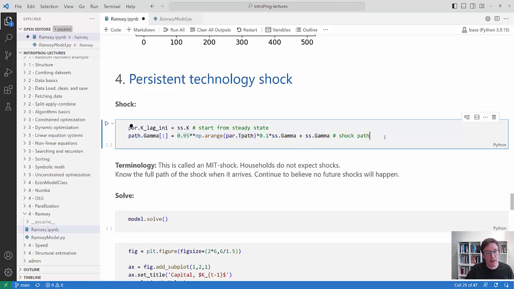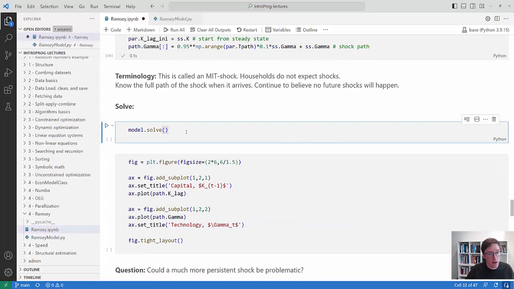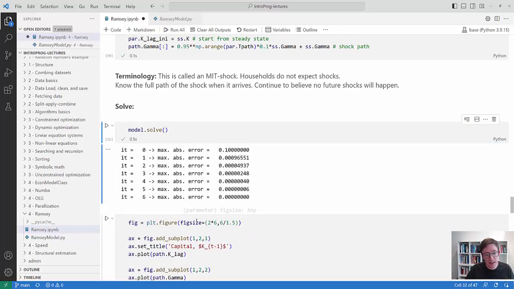This is also called an MIT shock. So it's a shock where the households do not expect that there can be a shock. They know the full path of the shock when it arrives, and they continue to believe that there will be no further shocks in the future. So it's a perfect foresight model, and a shock is therefore called an MIT shock. But we can set this up, and then we can solve the model based on this. And you will see that it's solved rather quickly.